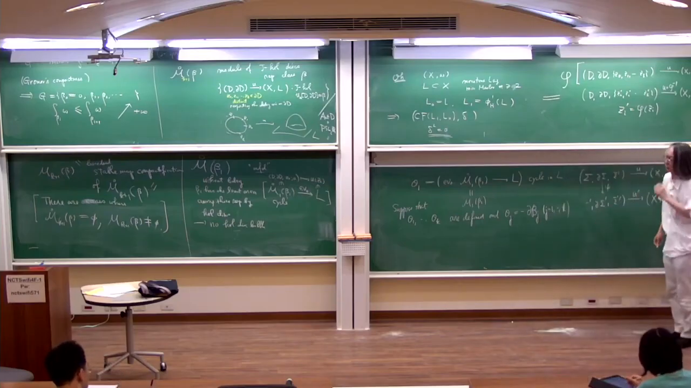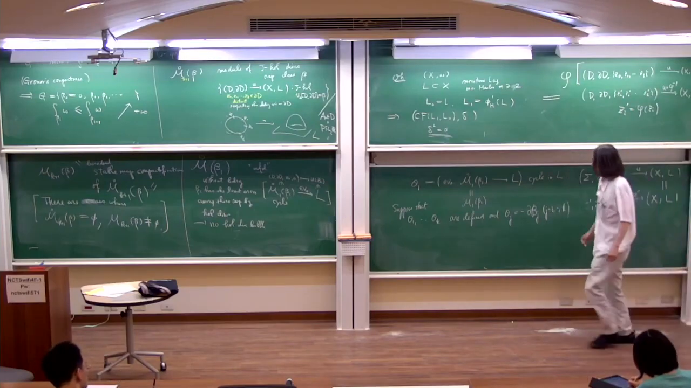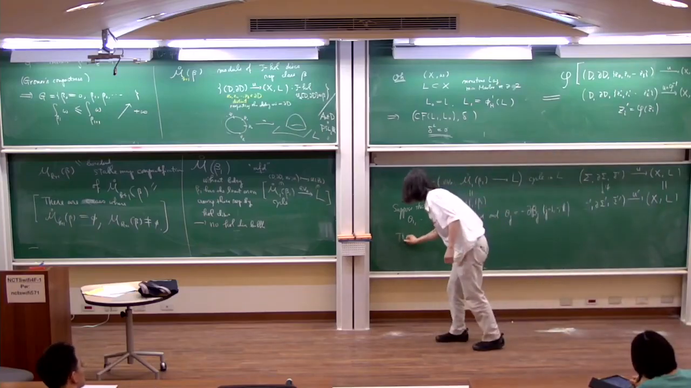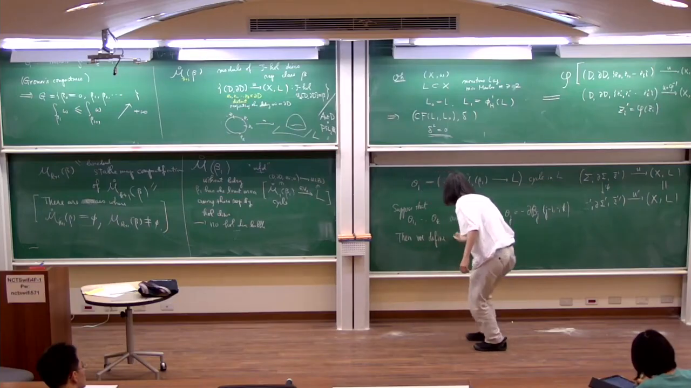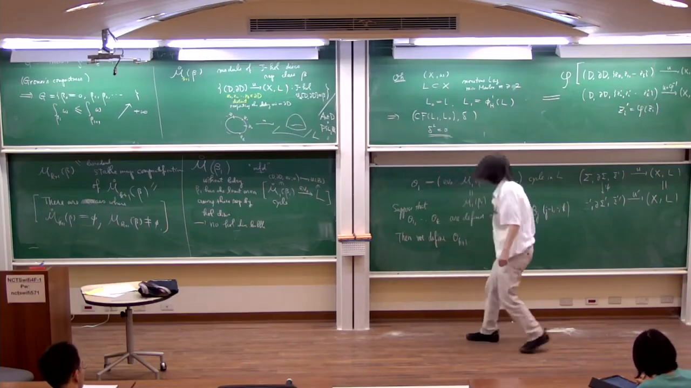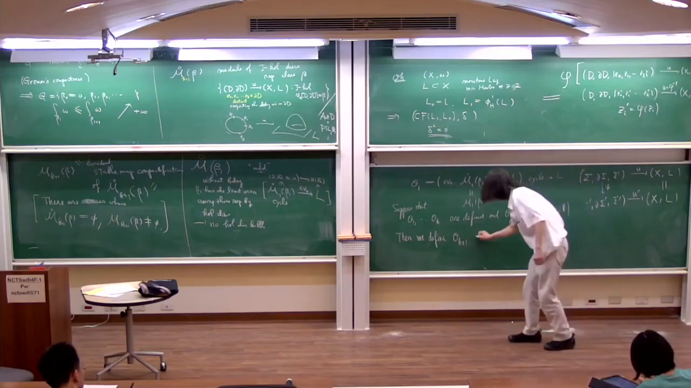Okay. Then we define the next obstruction class O_{k+1} as follows.